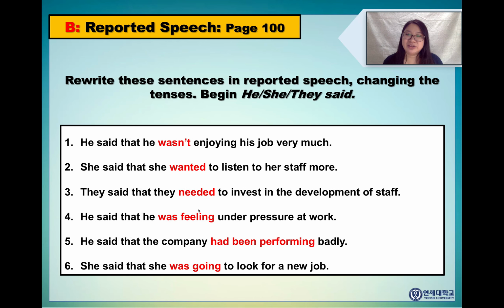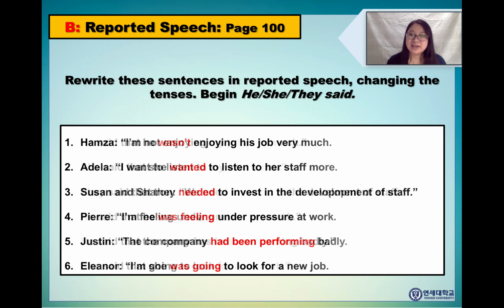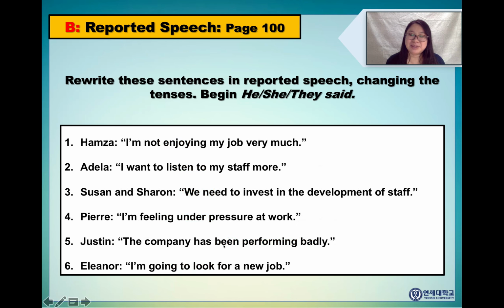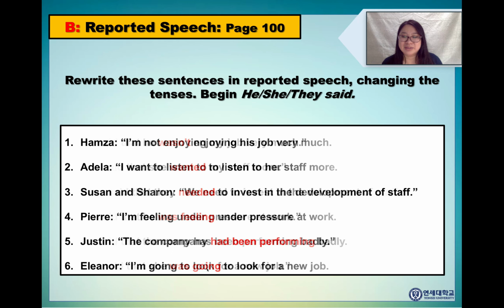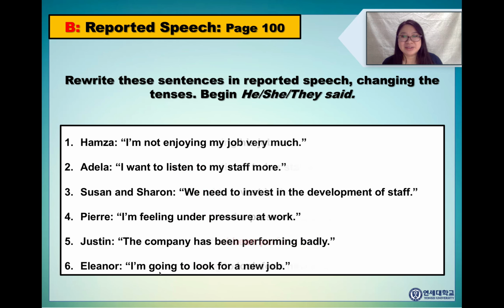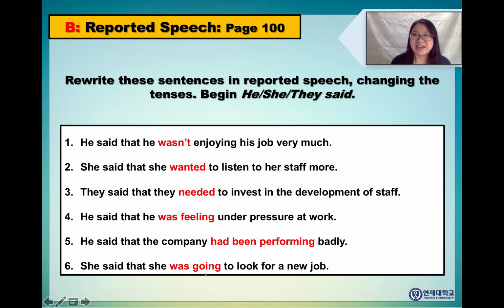This will change to past, and when we change it to past continuous, we change the be verb. He was feeling. Number 5, has been performing. Woo, this one's a doozy. We're going to change just the auxiliary verb. Has, had. And number 6, again, we have present continuous that changes into past continuous.